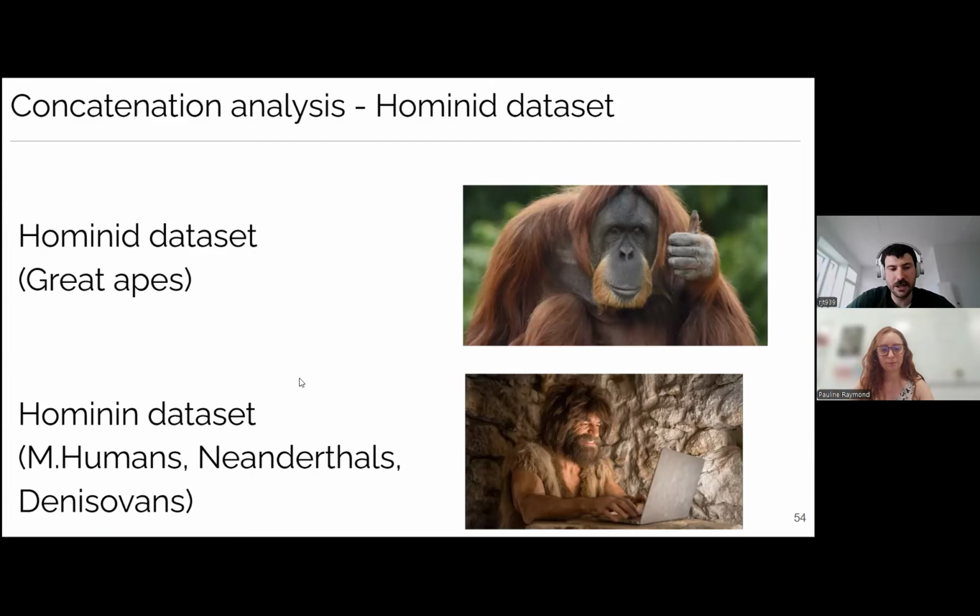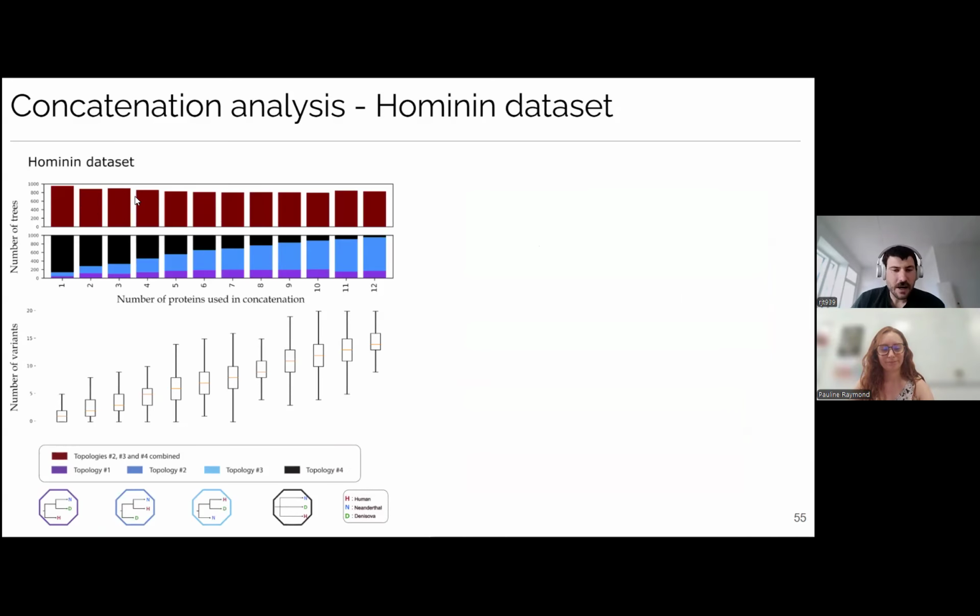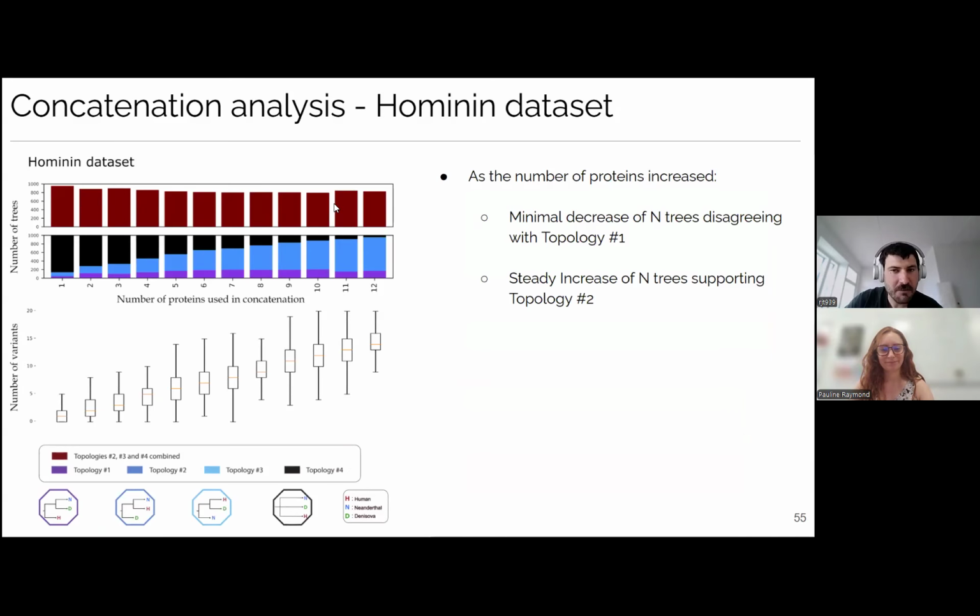Now let's see the results for our hominin data set, where the picture is quite different. Here, we saw that as the number of proteins increased, there was only a minimal decrease in the trees disagreeing with topology number 1. This is the topology with Neanderthals and Denisovans being sister groups, and modern humans being the outgroup, which is what we know from DNA is most of the genome.